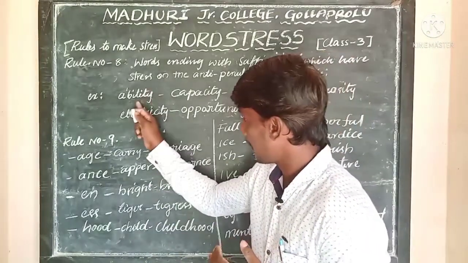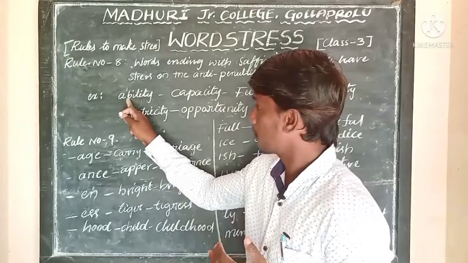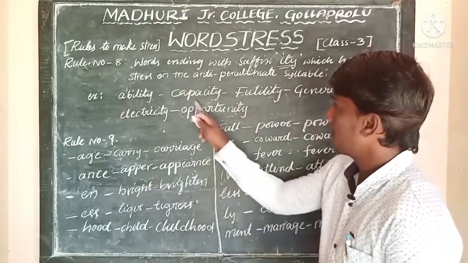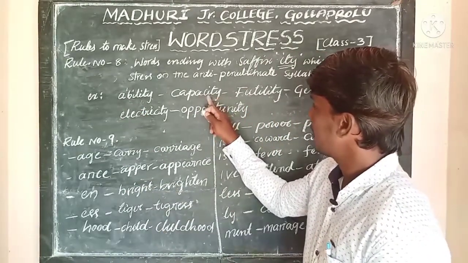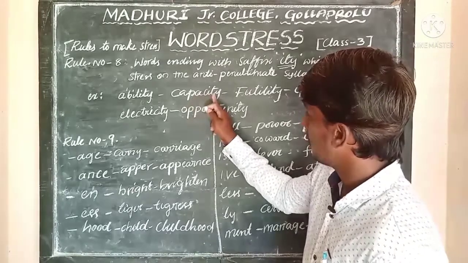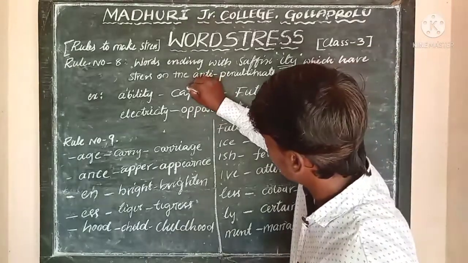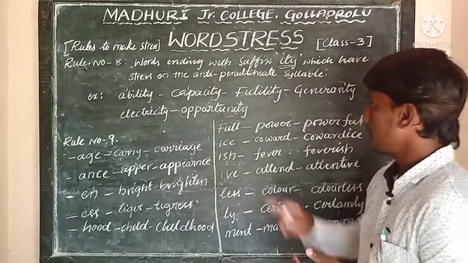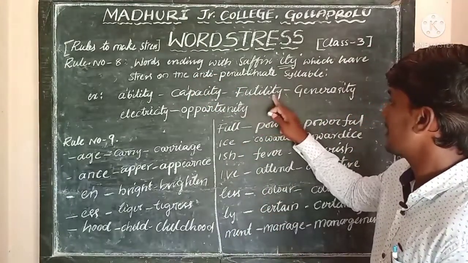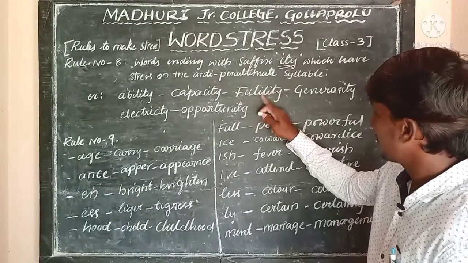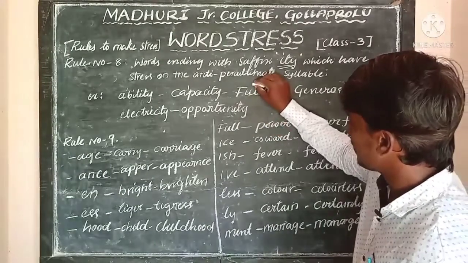But whereas from the last it is a third syllable. Ability. Now see, capacity, ca-PA-ci-ty. So here the third syllable from the last, one, two, three, so the stress is on PA. Now see, futility, fu-TI-li-ty, so the stress is on TI.